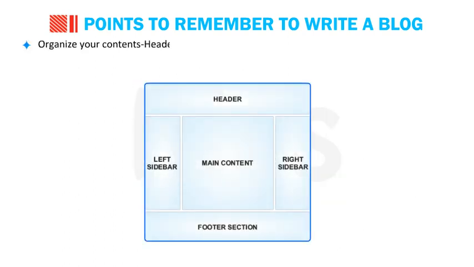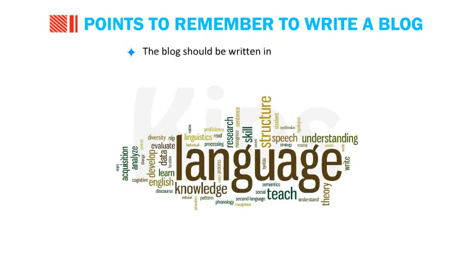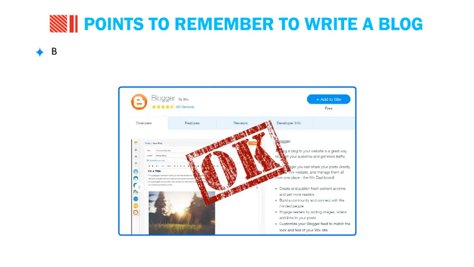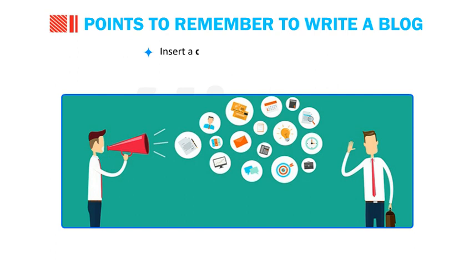Organize your contents, header, body of the text and footer in the layout shown in the figure, or you can choose a layout of your choice. The blog should be written in a lucid language. Before posting the blog, make sure to edit or proofread your post and fix your formatting. Insert a call to action (CTA) at the end.